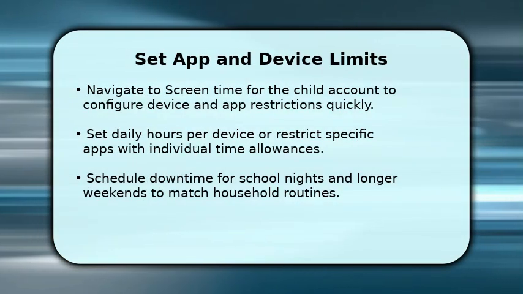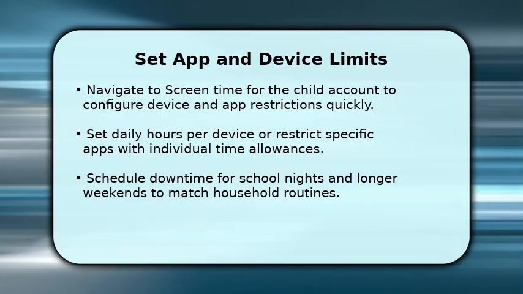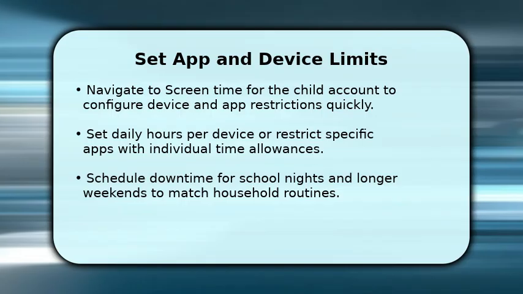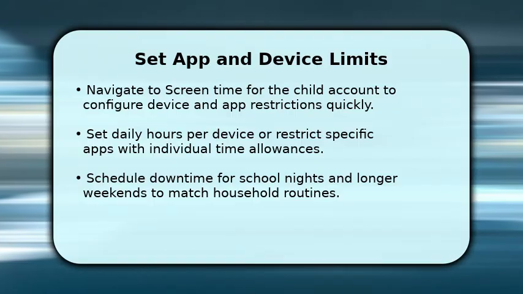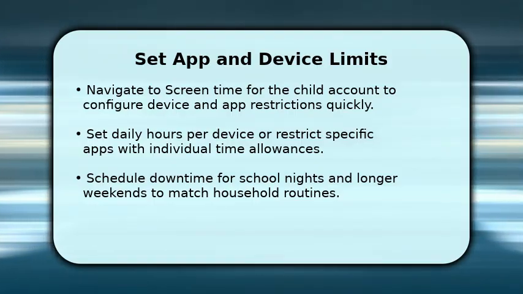Open Microsoft Family, select the child account, and click Screen Time to begin. Toggle device limits on, then enter daily hour totals for each device you want controlled. For app limits, choose the App and Game Limits section, add specific apps, and set minutes or hours per day. Use the Schedule tool to block access during homework hours or bedtime. Save settings and monitor usage in the Family dashboard.